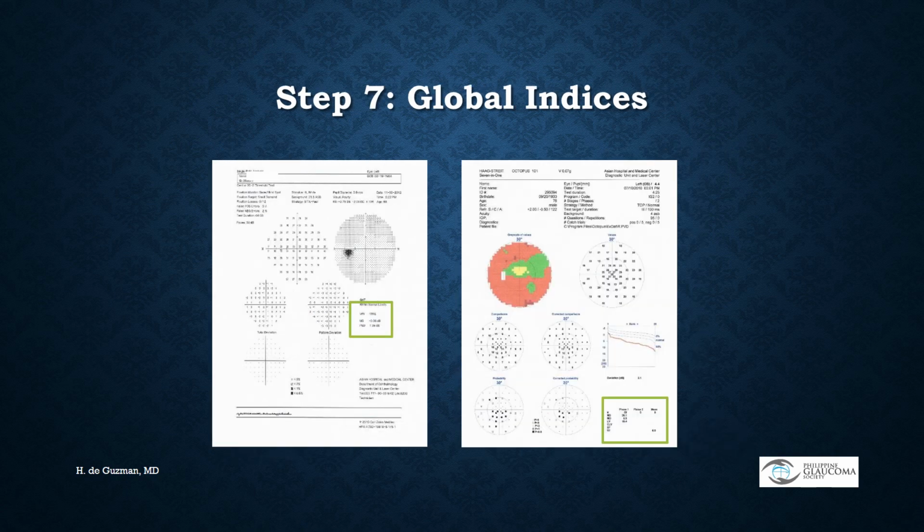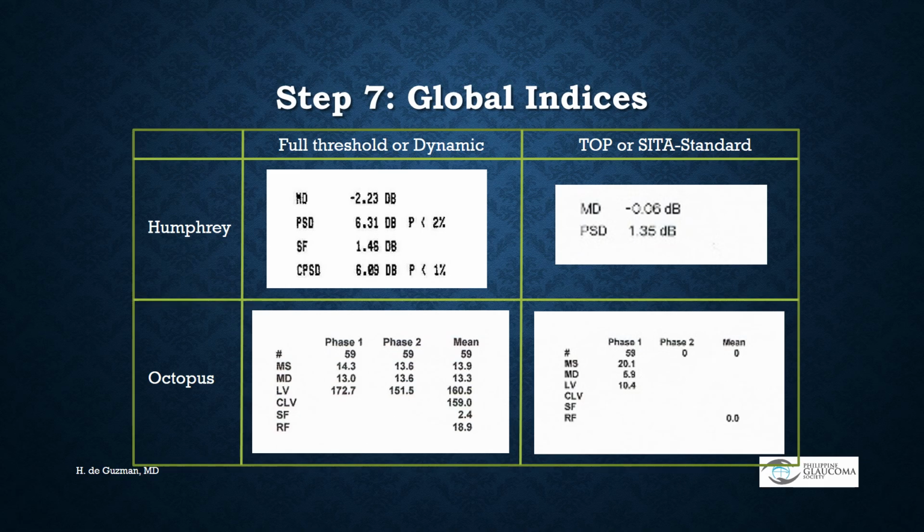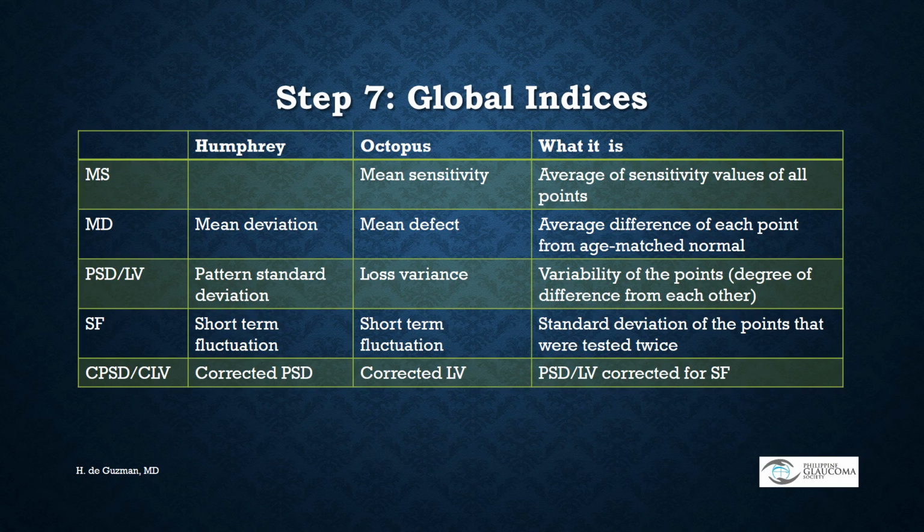The next thing to look at are the global indices, and this is where we can find them. So these are what the global indices look like for the Humphrey and the Octopus. The longer tests will have more indices, and the shorter tests will have fewer indices. You can think of the global indices as being sort of summaries of the total deviation and pattern deviation plots.